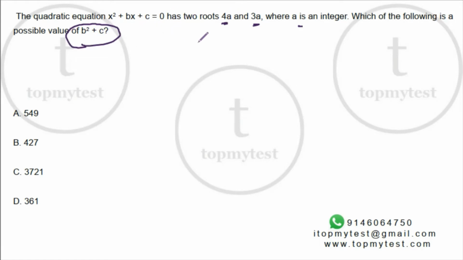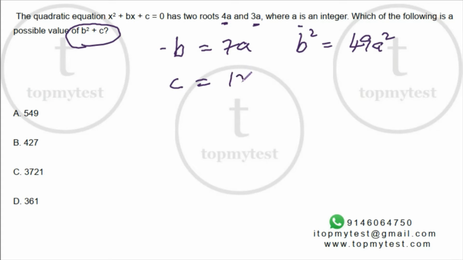Okay. Now, the sum of the roots is -b, which will be 4a + 3a = 7a, which means b² will be 49a². Right. The product of the roots, c, will be 12a². So b² + c will be equal to 49 + 12, 61a².